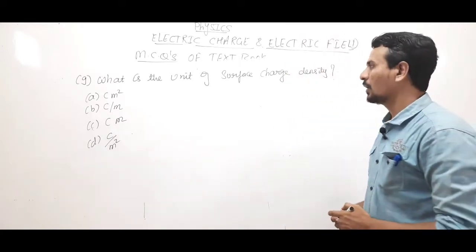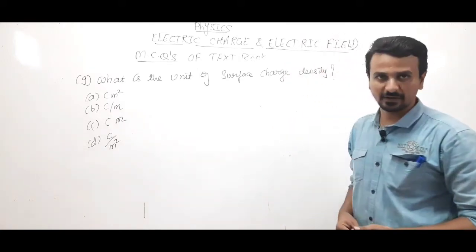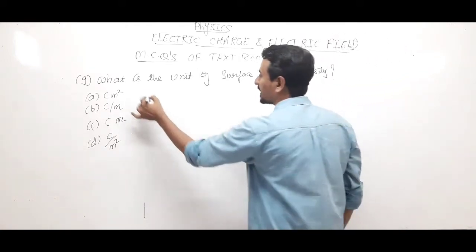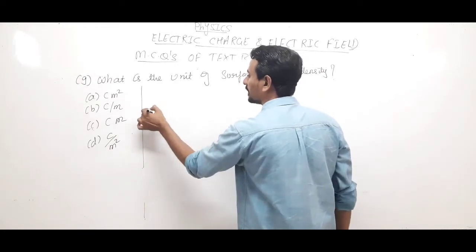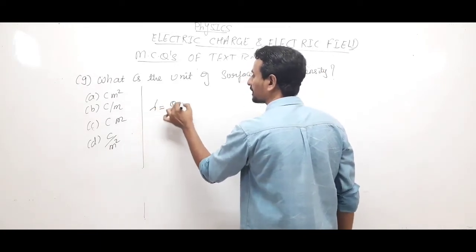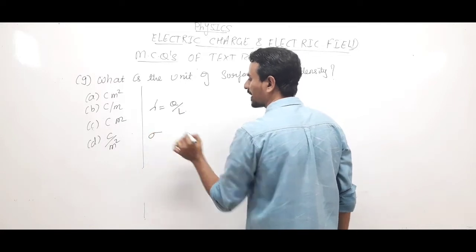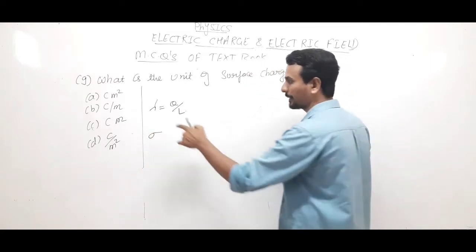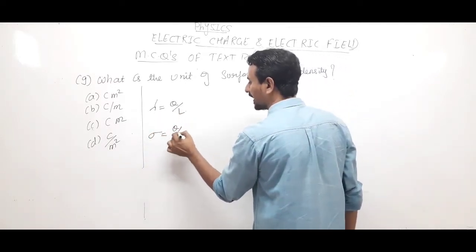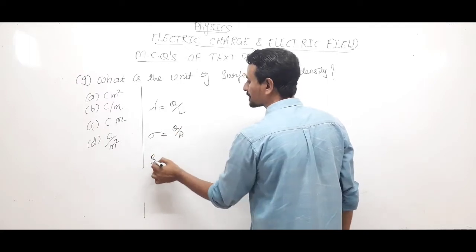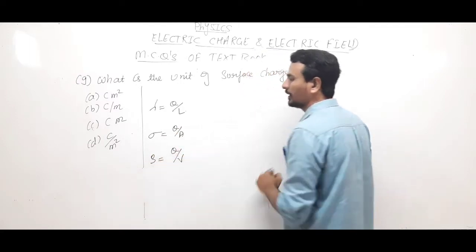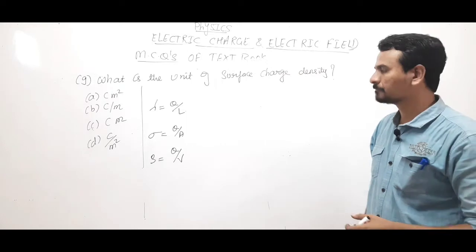Very easy question. What is the unit of surface charge density? See, we are having three densities. One is linear charge density, which is charge by length, lambda. Surface charge density, that is sigma, is charge by area. And the third one is volume charge density, which is Q by V. This was a question asked in board exam.